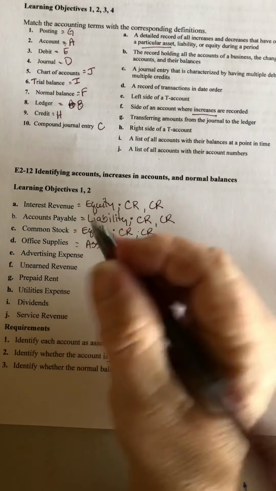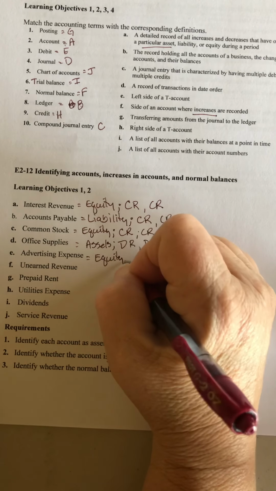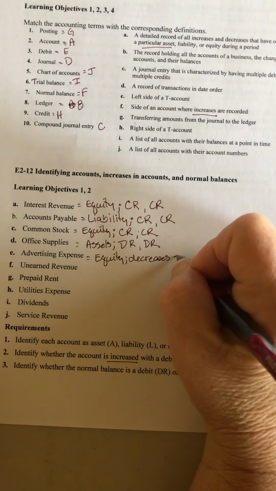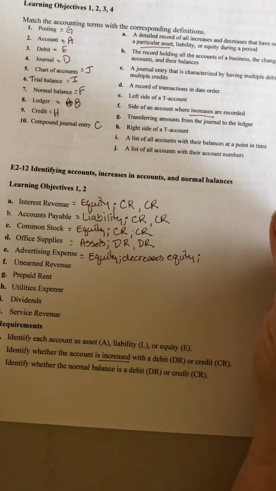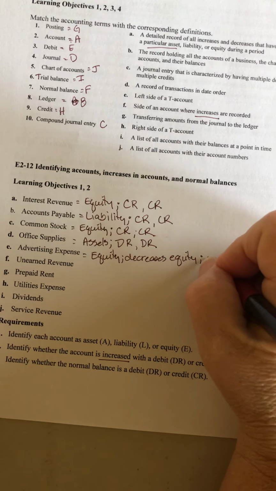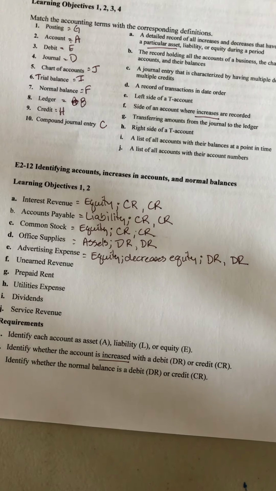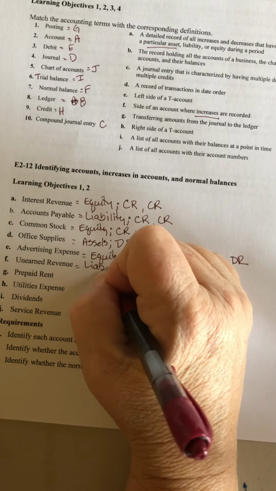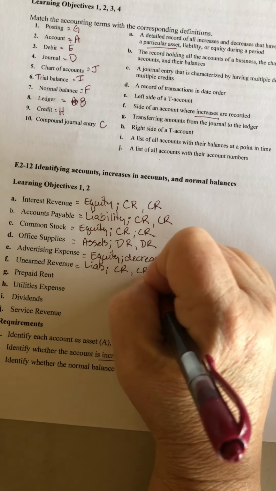All right, advertising expense, it's an element of equity, but it decreases equity. So since its effect on equity is to decrease it, then increases to expenses are recorded with debits, and the normal balance of an expense is a debit. All right, unearned revenue is a liability. So therefore, you increase it with a credit, and its normal balance is a credit.